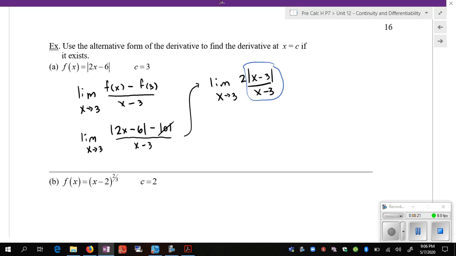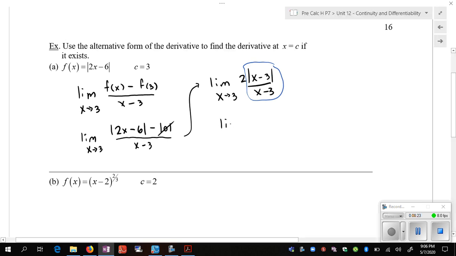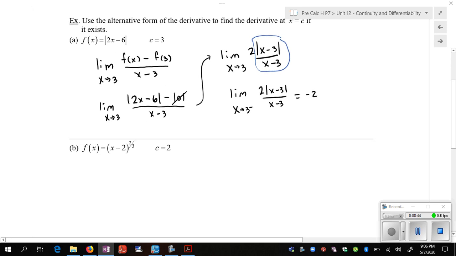So the limit from the left, the limit as x goes to 3 from the left, I'm going to write it out as the function I have. That comes out to be -2. Right? Because if I plug in numbers smaller than 3, I get a positive up top, but a negative on bottom. And so that's why that's going to come out to be -2. But if I do the limit as x goes to 3 from the right, I'm going to end up getting +2.